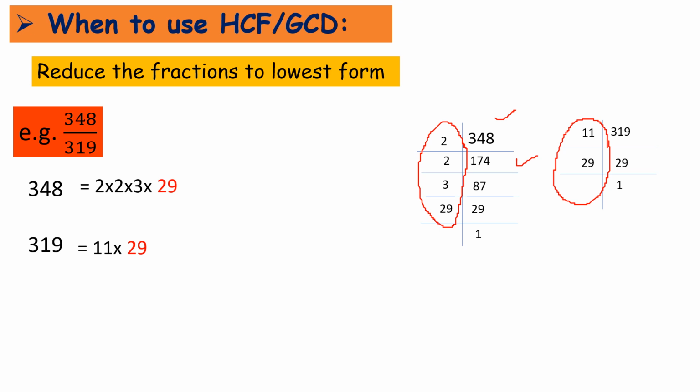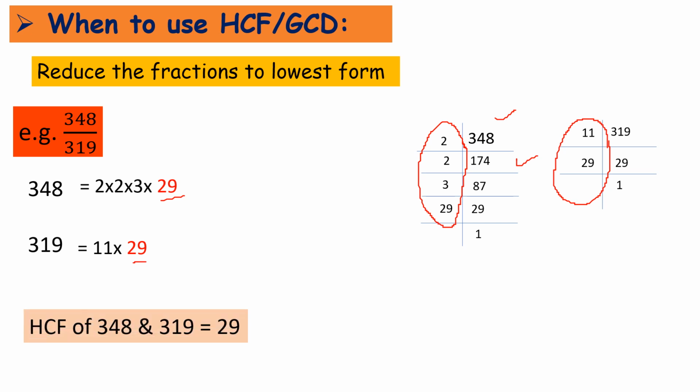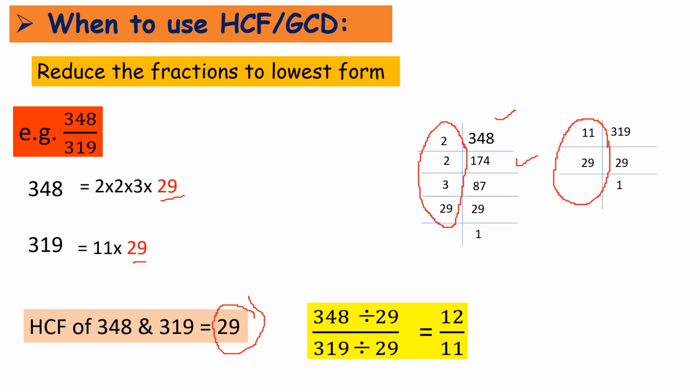Now the highest common factor. What are the factors that are common to both the numbers? It is only 29 that we have common in both the numbers. So the HCF of these two numbers is 29. Now we divide the numerator and denominator separately by 29. So 348 divided by the HCF, that is 29, and 319 divided by the HCF, that is 29. This comes to 12 upon 11. So now we have reduced 348 upon 319 to its lowest form, that is 12 upon 11.